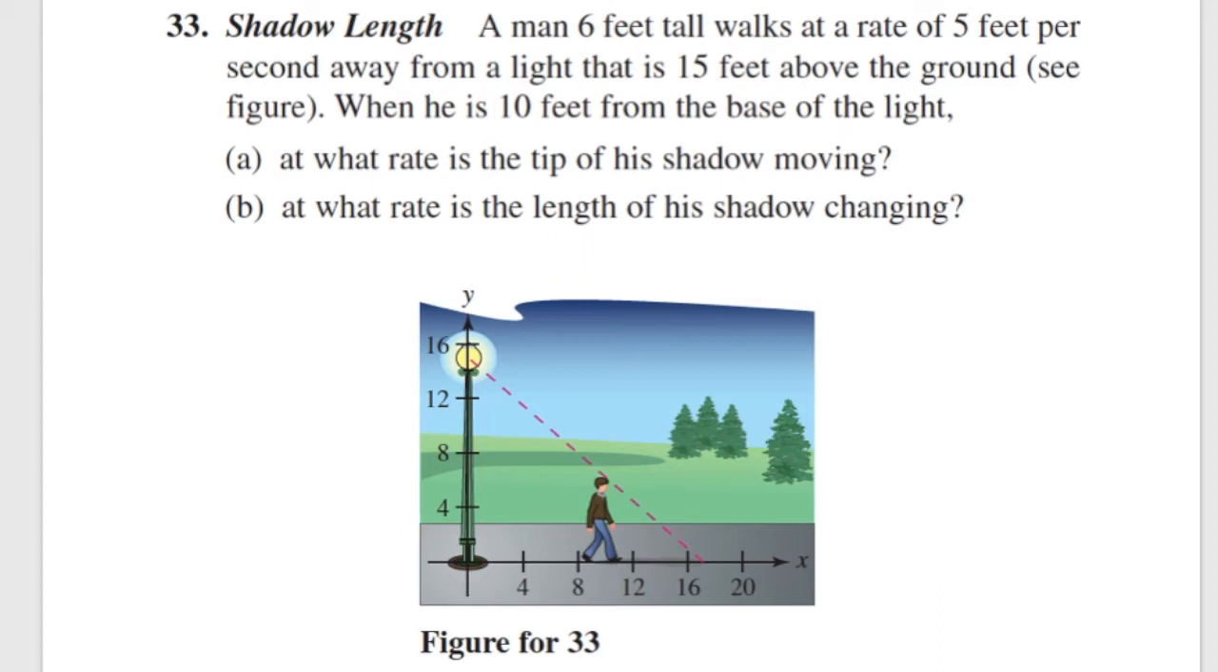In the other exercise we do in this section, we have a man 6 feet tall walking at a rate of 5 feet per second away from a light that is 15 feet above the ground. When he is 10 feet from the base of the light, at what rate is the tip of his shadow moving, and at what rate is the length of his shadow changing?